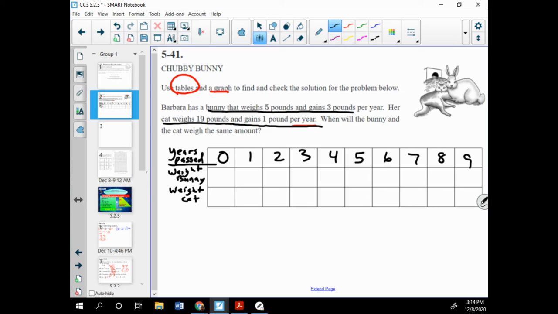Okay, now here's a big catch right here. Year 0 would be 5, and then after that you start gaining 3 pounds, so then we get to 8, and then 11, and 14, because it's gaining 3 pounds every year, okay? Holy cow, a 32-pound bunny would be huge, wouldn't it? I don't know, do bunnies get that big? I'm not sure. I know cats can get pretty big. Well, then the cat starts at 19, but just gains 1 pound every year. So I just start putting in my numbers.